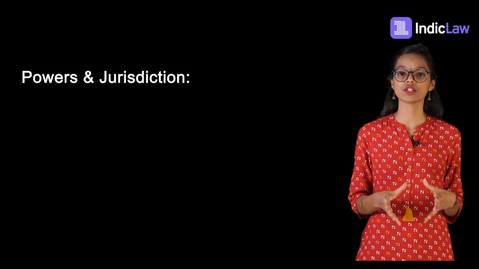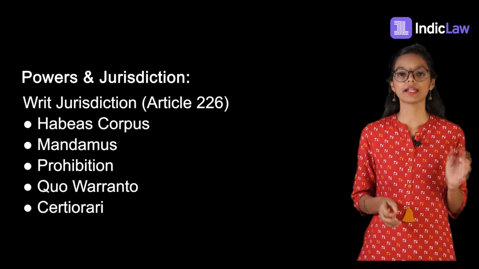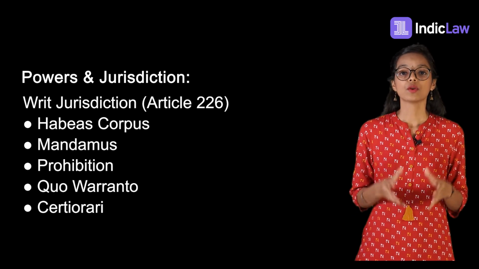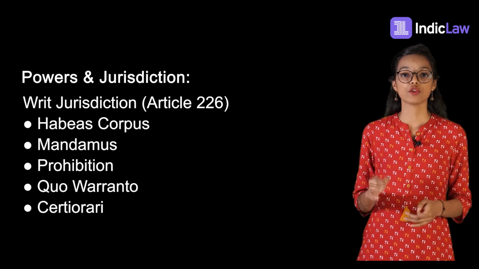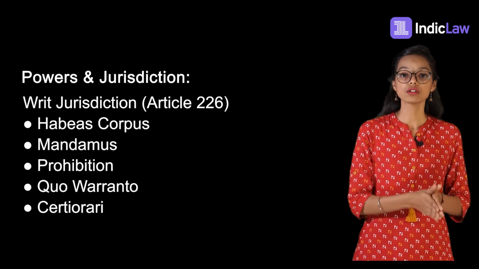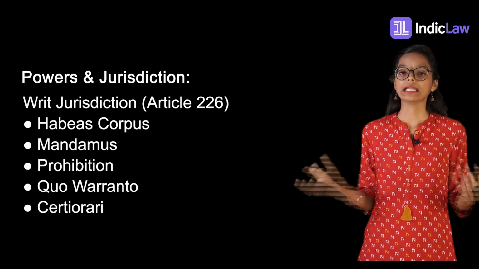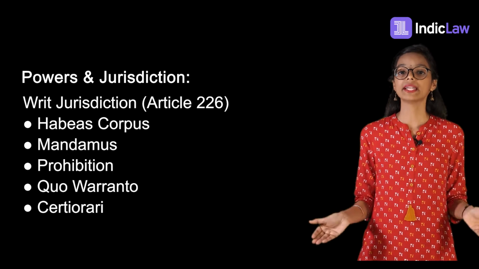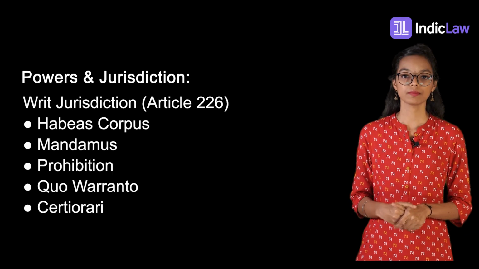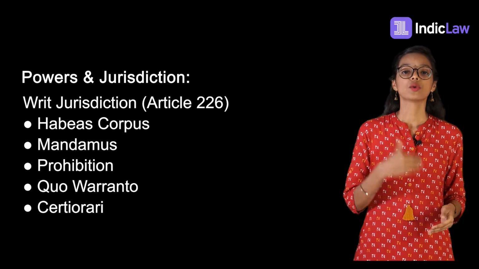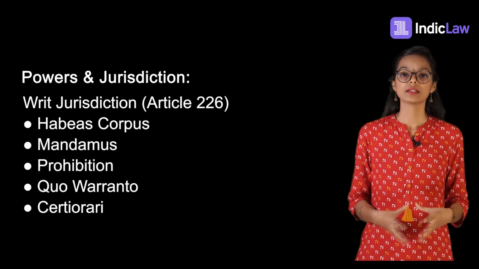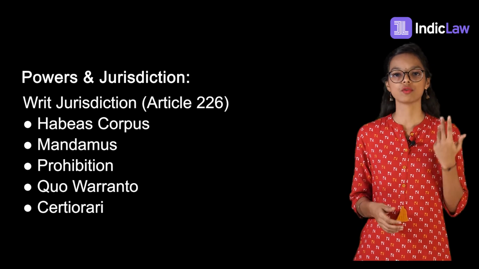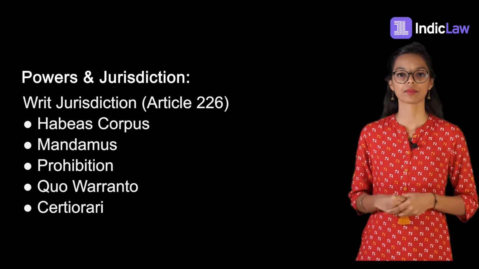Thirdly, we'll be looking at writ jurisdiction as mentioned under Article 226 of the Constitution. The High Courts have the power to issue writs not only for the enforcement of a fundamental right, but also for other constitutional or legal rights. This makes the writ jurisdiction of the High Courts wider than that of the Supreme Court. The High Court has the power to issue directions, orders, or writs, including writs in the nature of habeas corpus, mandamus, prohibition, quo warranto, and certiorari.